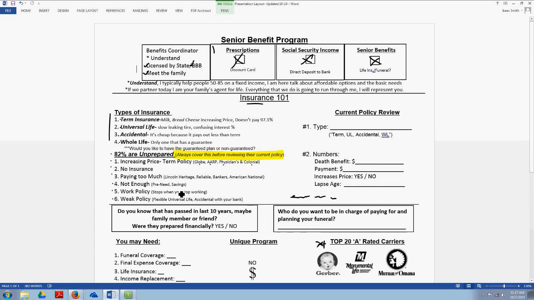Okay, pre-need insurance, trying to save money. I've had people before, Ms. Johnson, tell me they're just going to save money to do it. Guys, you save $500 and then you get flat tires or your fridge goes out. The best thing is to have these companies that have billions of dollars spend their money on your funeral. Don't spend yours, right? Work policy, it stops when you stop working. Flexible premium, accidental coverage with your bank. Those are not good plans.